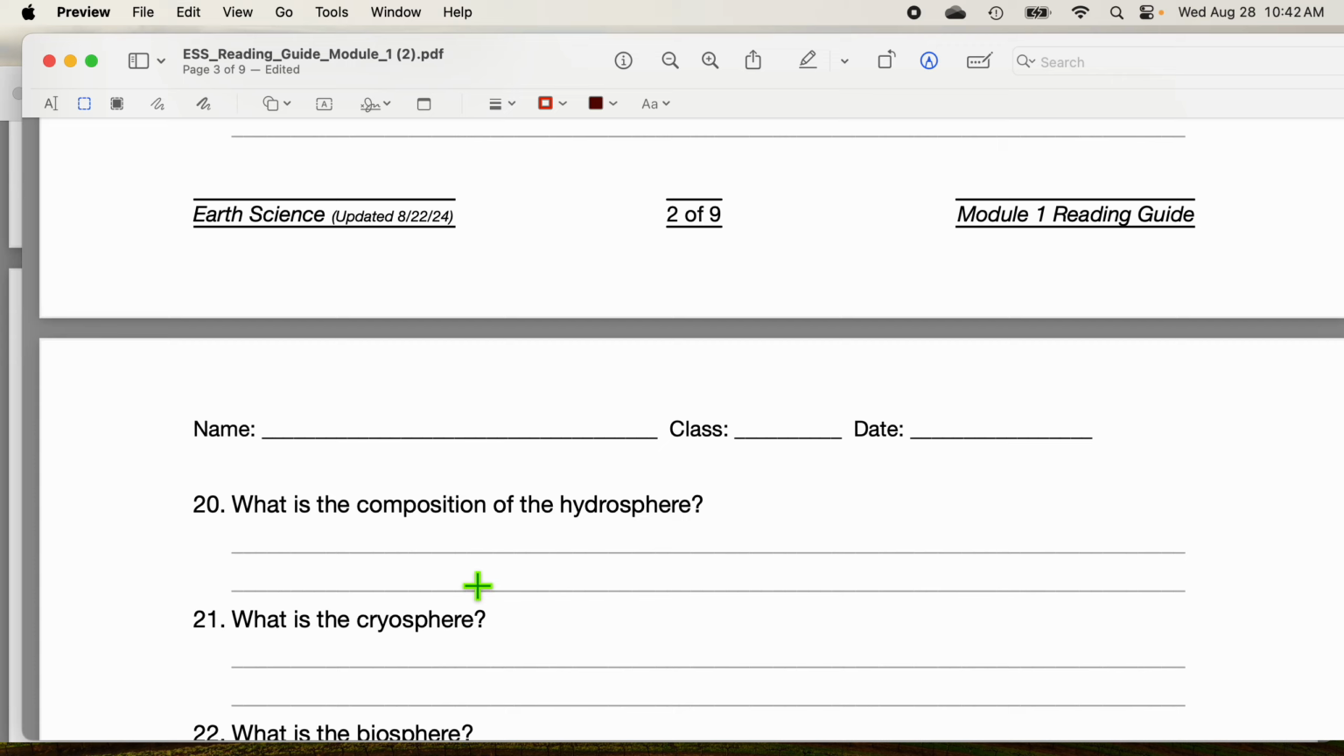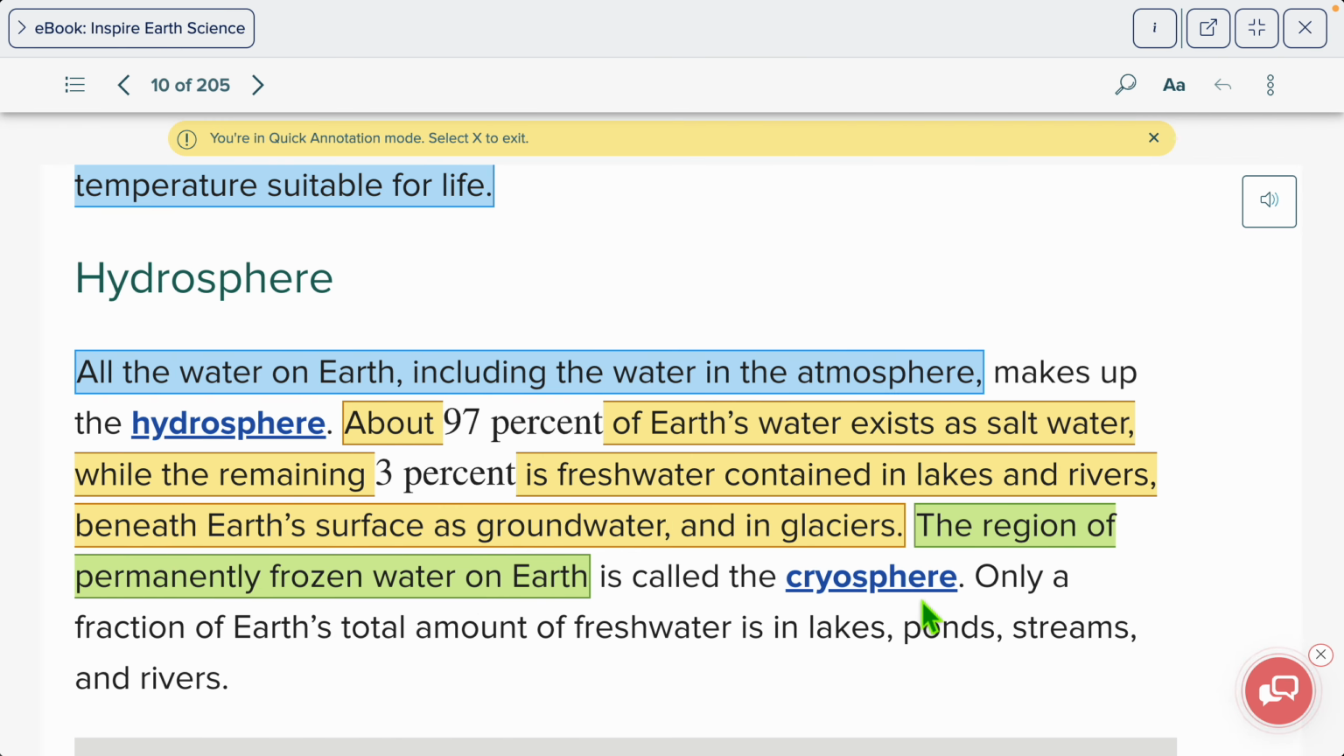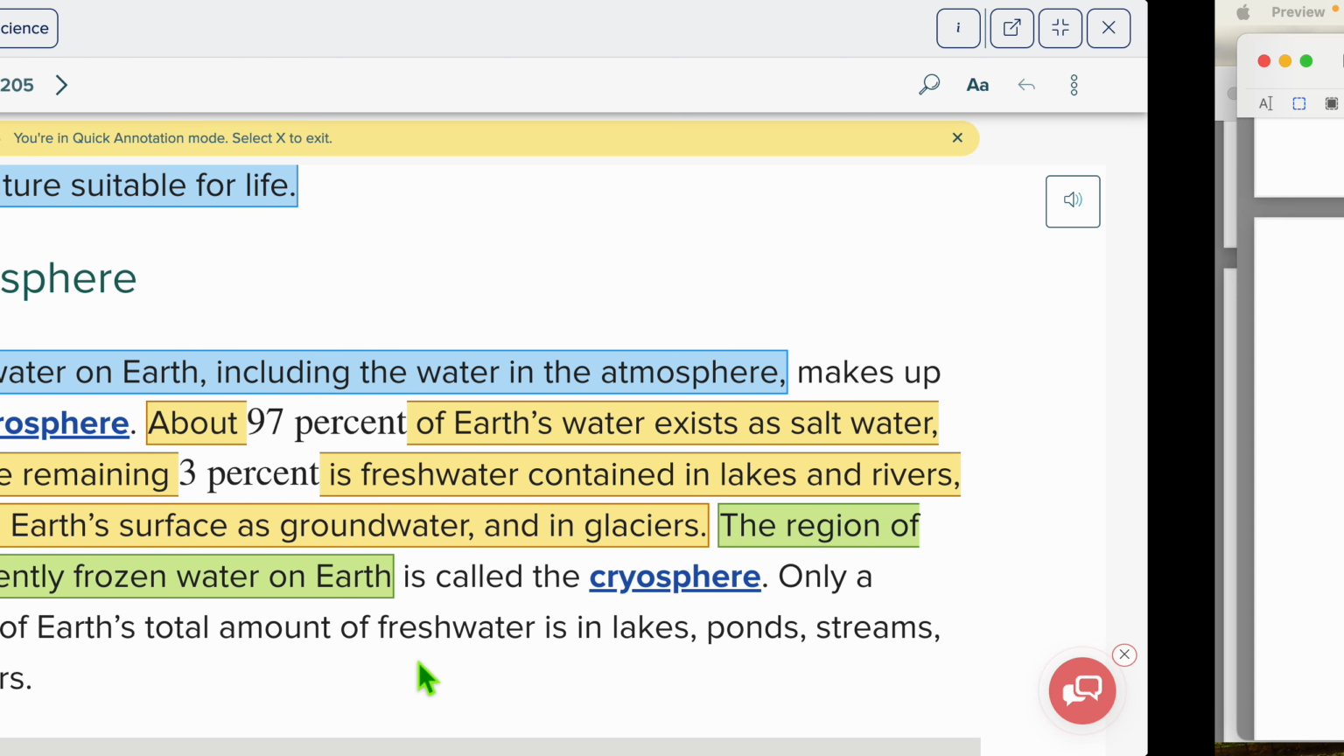And then what is the cryosphere? So number 21, well, that's down here. The region of permanently frozen water on Earth is called the cryosphere. Cryosphere happens to be shrinking. You've got glaciers melting, et cetera, et cetera. But then only a fraction of Earth's total amount of fresh water is in lakes, ponds, streams, and rivers. A lot of our fresh water is actually tied up in glaciers, which are melting and going into the ocean and becoming part of the salt water.